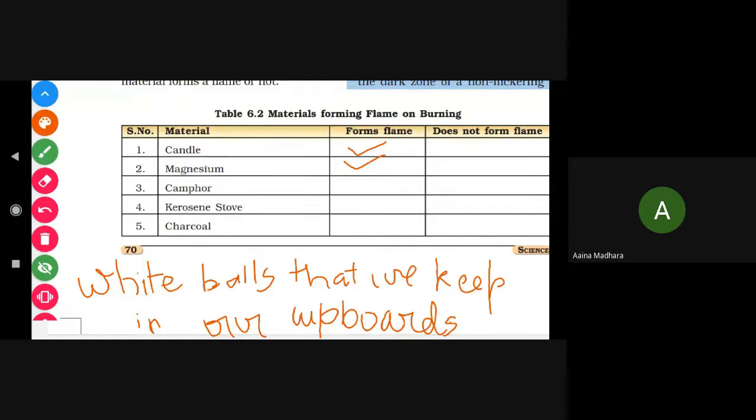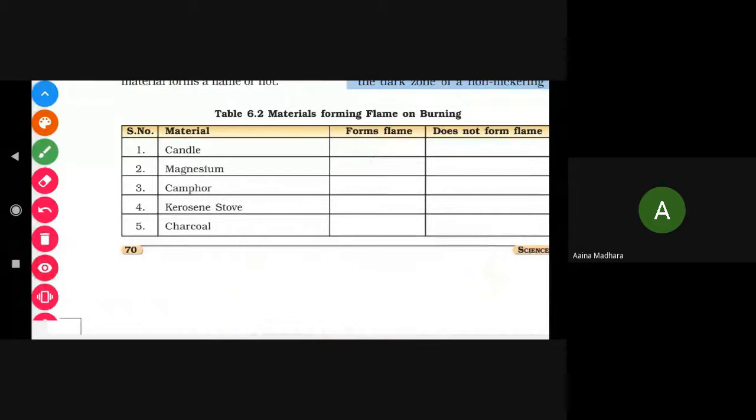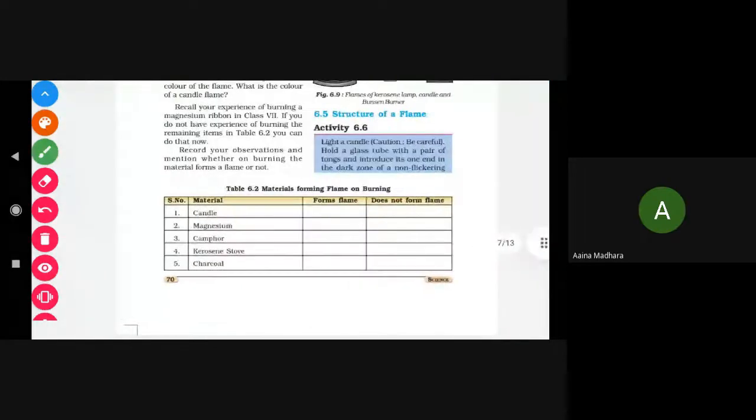What about kerosene stove? It forms a flame. Very good. And what about charcoal? What is that? Korsa. In Gujarati it is called korsa. Does it produce flame? Yes. It does not produce flame, beta. It glows. It does not produce flame. Okay, ma'am. Got it.